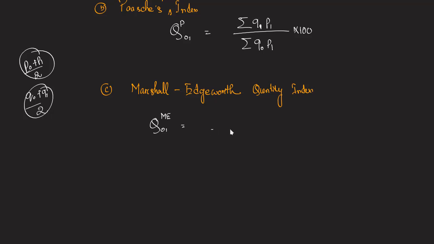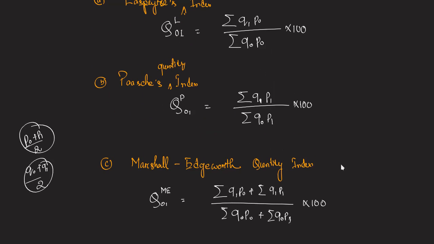is equal to summation Q1 P0 plus summation Q1 P1 over summation Q0 P0 plus summation Q0 P1 into 100. So this is the Marshall Edgeworth quantity index.